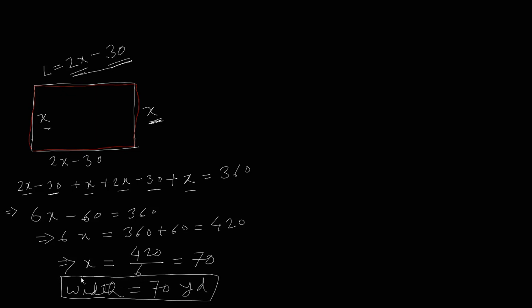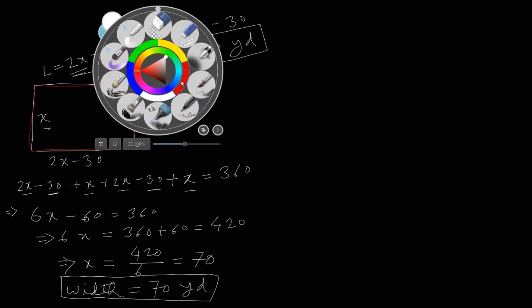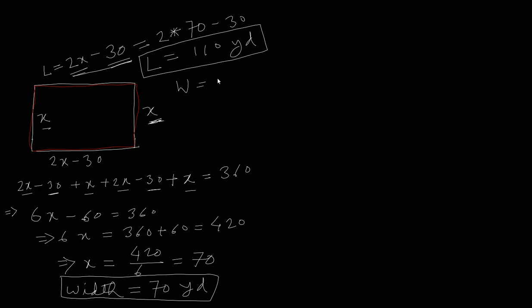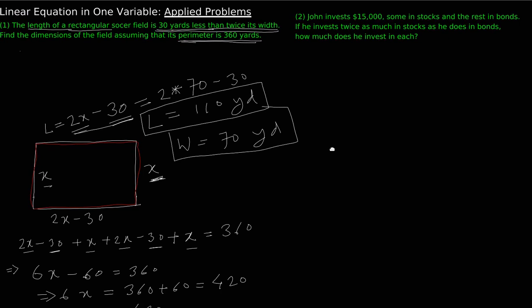Now let us try to find the length. Length is equal to 2x minus 30. So 2 multiplied by x, where x is 70, minus 30. If you crunch the number, it will be 110 yards. So the length of the field is 110 yards and the width of the field is 70 yards. That is the dimension of the field. So this is our first application problem.